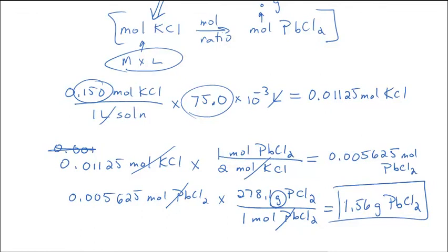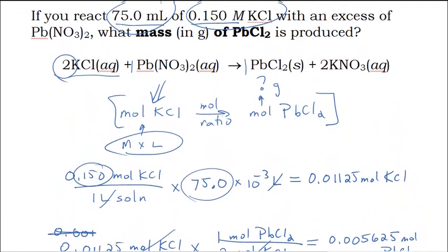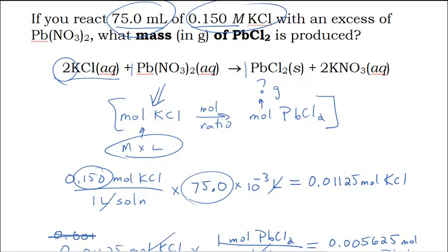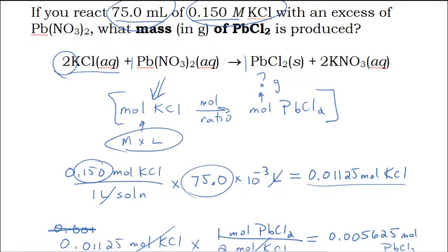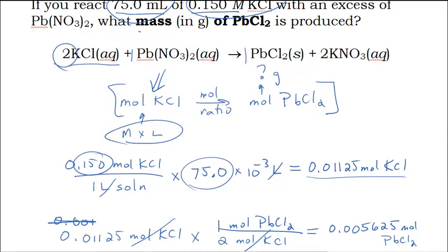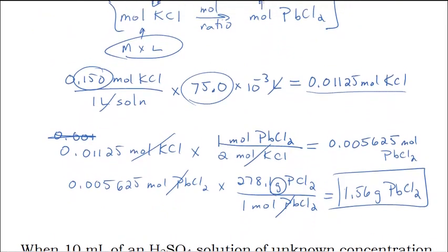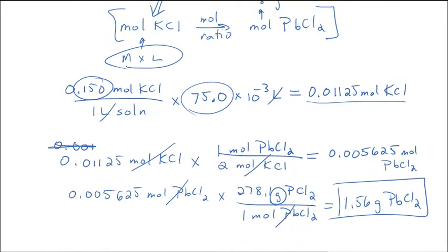So let's just scroll back up and look at the problem again, just to refresh our memories. So we reacted 75 milliliters of 0.15 molar KCl. From that information, we were able to calculate moles of KCl right here. Then we were able to do what I consider the real part of stoichiometry, the mole ratio part, to get to moles of PbCl2. We didn't want moles of PbCl2, however, we wanted grams. But we know we have to get to PbCl2, lead 2 chloride. We get to moles first. Then the last part of the calculation is to use the molar mass to get to grams.